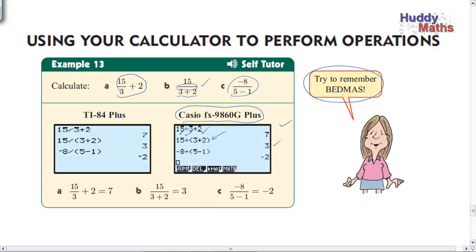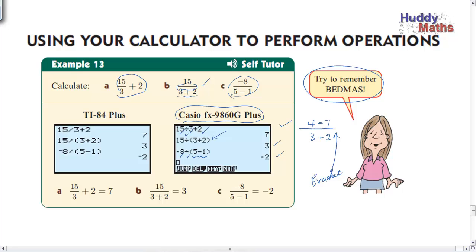What about this one? Same thing, -8 divided by, but we must have an answer for the bottom line so we can divide it, and that would be -2. So it's the use of brackets, so the division sign, 4 take 7 over 3 plus 2. This is acting like a bracket. Use a bracket for this when you're doing work on your calculator.